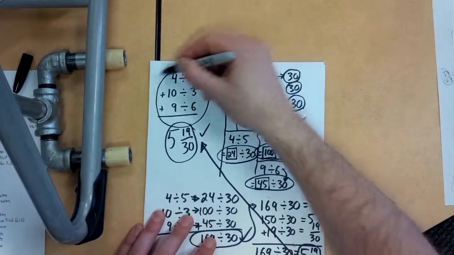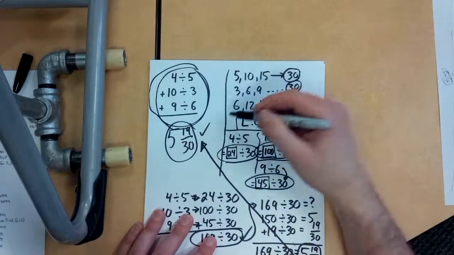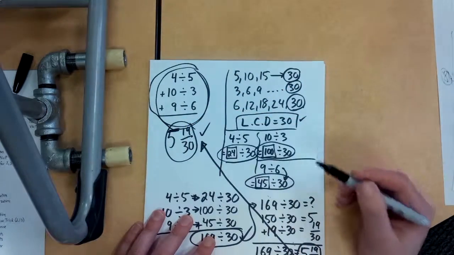Just like that. The answer to this original question, which might have been out of frame, is actually 5 and 19 divided by 30. Okay?